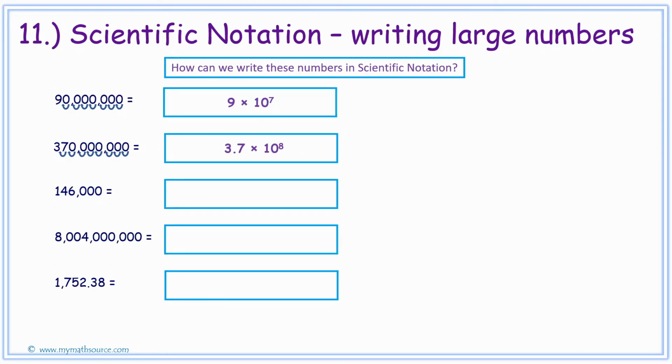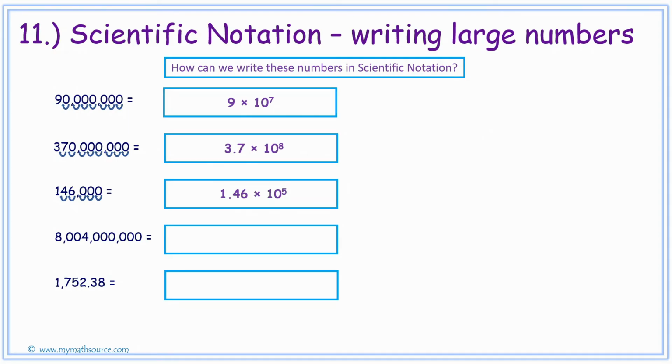Let's try the next one. Where would the decimal point need to be? Well, it has to be in between the 1 and 4 to be a number between 1 and 10. So let's go ahead and count. 1, 2, 3, 4, 5. So this number would be 1 46/100 times 10 to the power of 5.